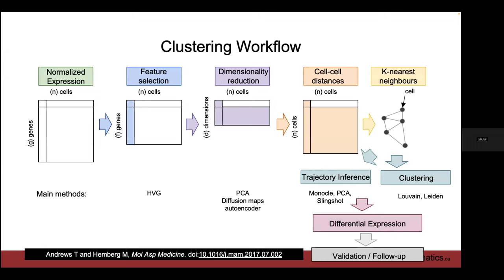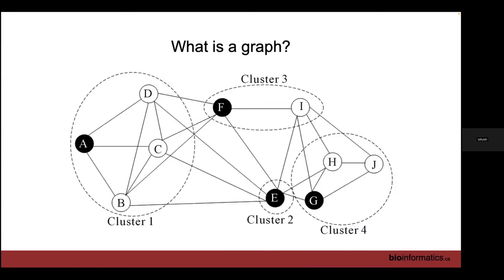So going back to our workflow, we've done normalization, feature selection, and dimensionality reduction. Now we're going to calculate cell-cell distances and a k-nearest neighbor graph, and then do our clustering or trajectory inference, depending on what we're interested in. First we need to understand what a graph is. So this is a graph. It's got vertices, which are, in our case, cells, and edges that connect them.